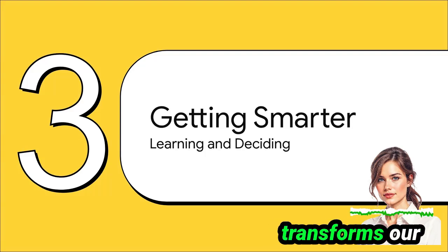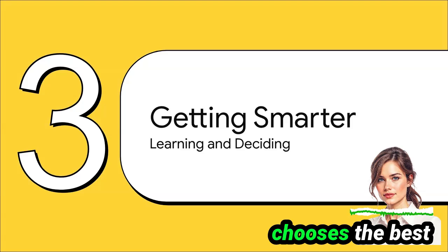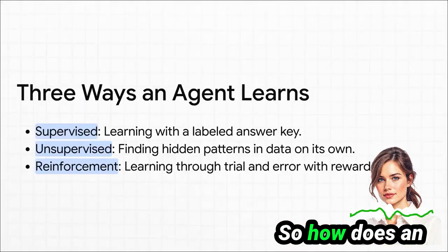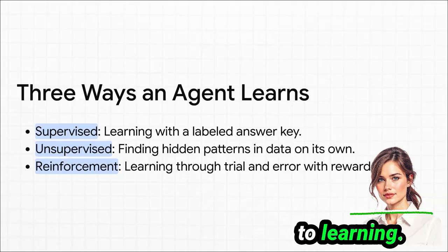This is what transforms our agent from just a simple calculator into a dynamic being that actually improves with experience and chooses the best path forward. So, how does an agent actually get smarter? Well, there are three main paths to learning.